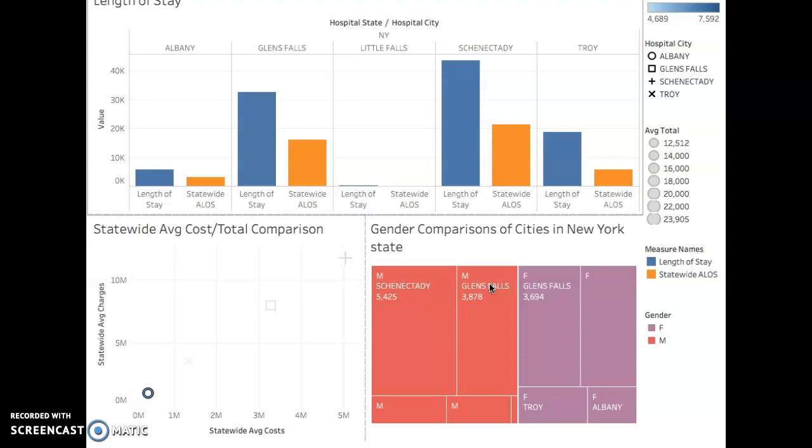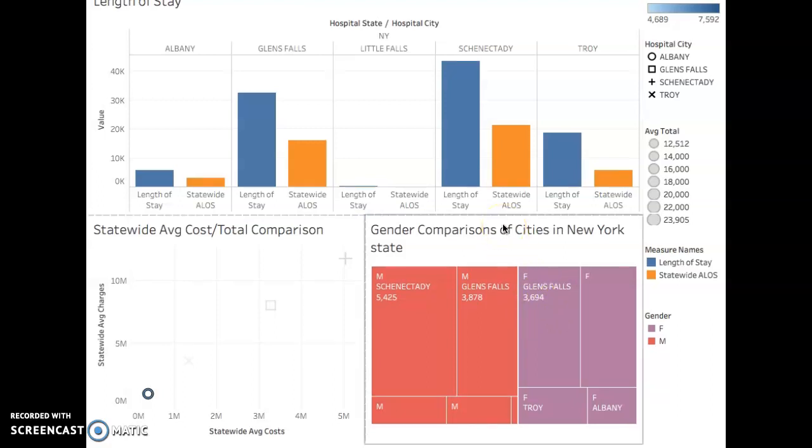The tree map shows the difference in the sum number of records that each gender has by the size of the rectangle seen. The different sexes are also separated by color, with male being designated as red and female being designated as purple. Schenectady had the highest sum number of records for males, with 5,425 recorded. Glens Falls, in comparison, had the highest sum total of records for females, with 3,649 being recorded. Next, we will be looking at the side-by-side bars.